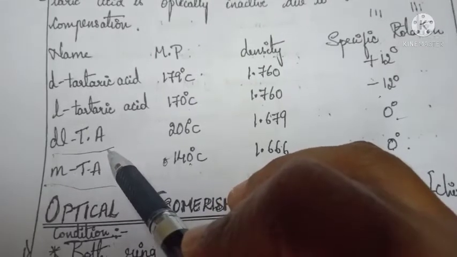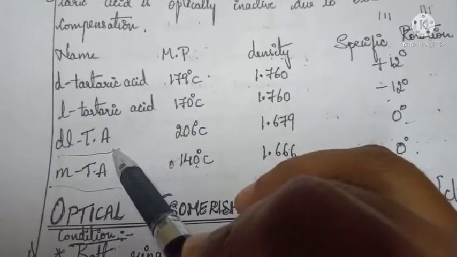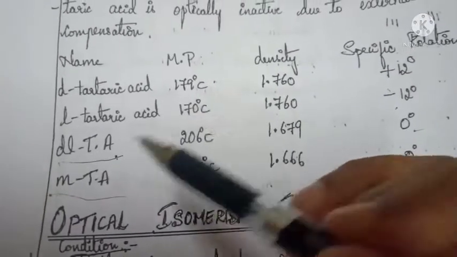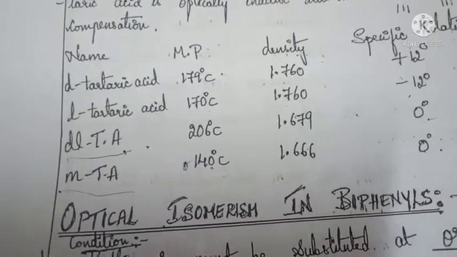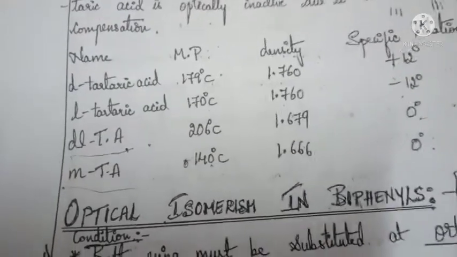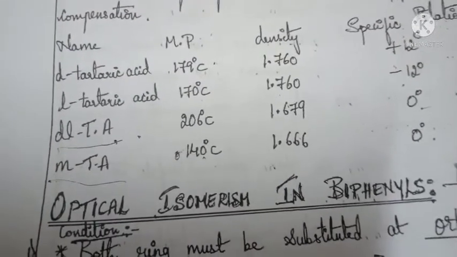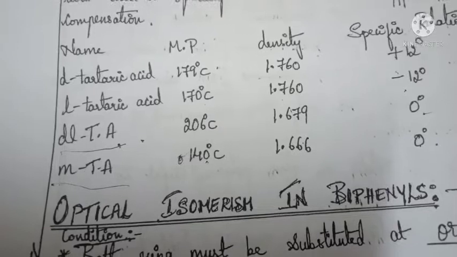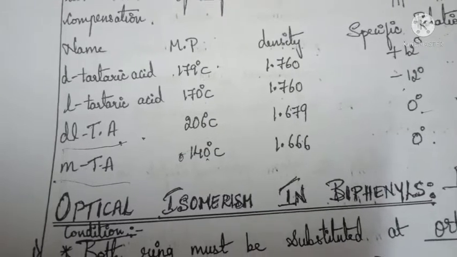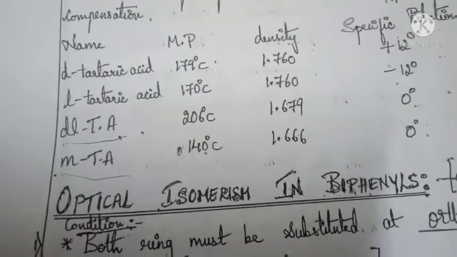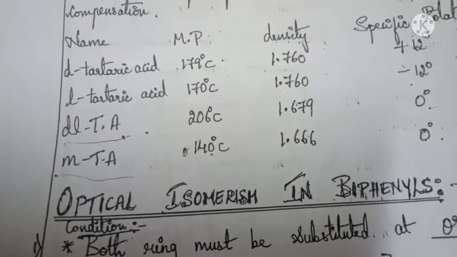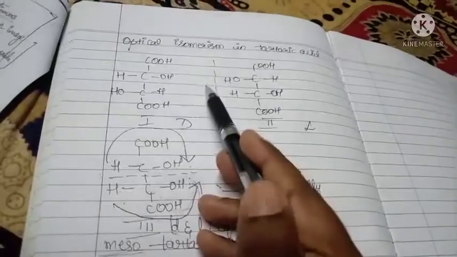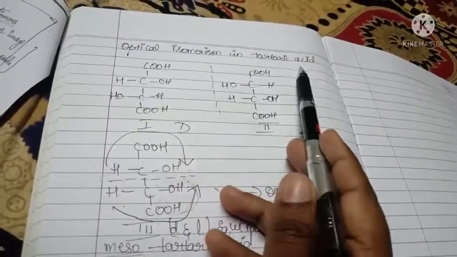And also when an equimolar mixture of D and L is present, it means dextrorotatory and levorotatory together, that is called a racemic mixture. You have to know about that. These things you have learned in your previous classes, mainly in solid state. This is all about the diastereomers, enantiomers and optical isomerism present in tartaric acid.